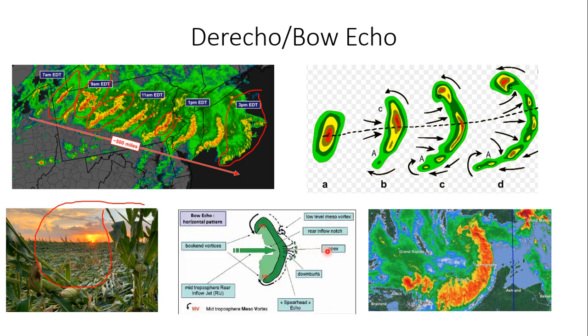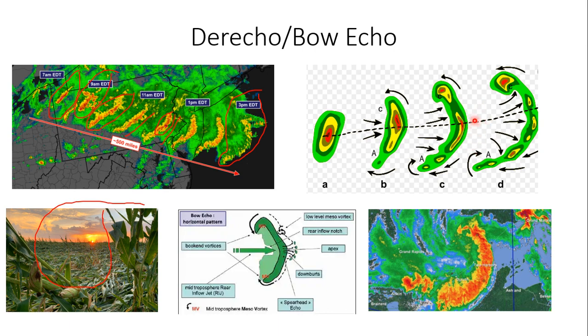Additionally, you have a rear inflow notch, the rear inflow jet, generally right at the point where the rear inflow jet has the strongest wind speeds and tends to push this portion of the line of storms, the bow echo, out much further. You have downbursts out ahead of the particular bow echo.